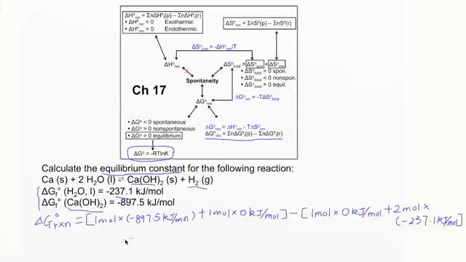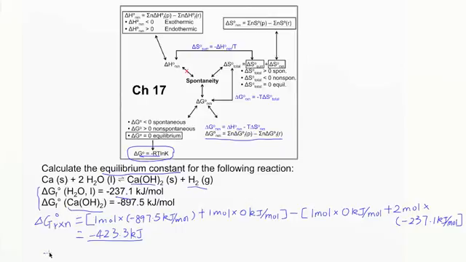Okay, so now if you do the calculation, you get this value, negative 423.3 kilojoule. As you can see, this is a negative delta G reaction, so it's a spontaneous process. But that's not our focus. Our focus is to find out the equilibrium constant. So we plug this value in this equation, okay, to find out the K.